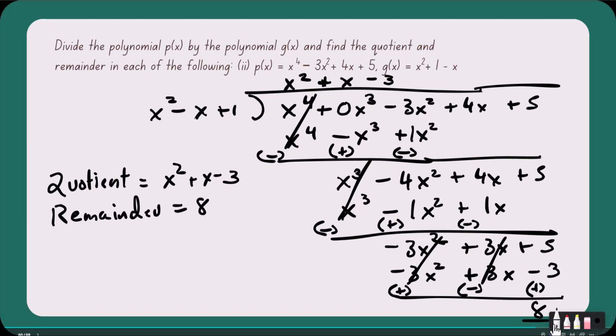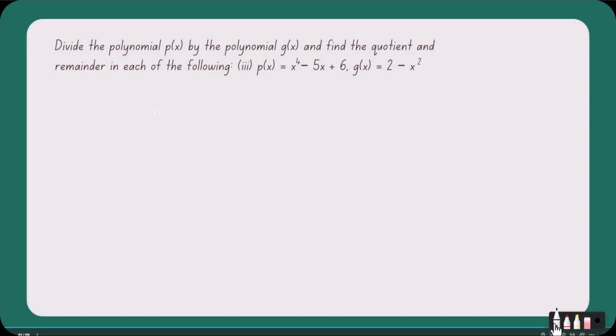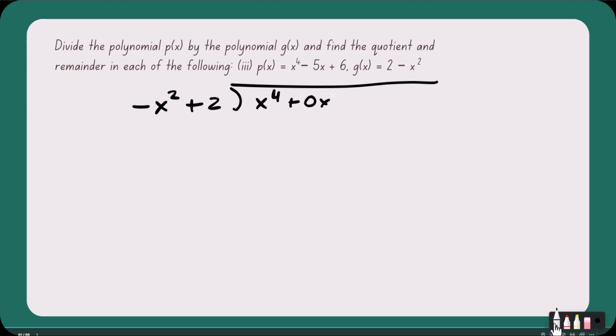Okay. So that's how you have to do it. Let's try the next question. Same. So in this question we have minus x square and we have plus 2, correct? And what is inside? Let's write x raised to 4. X cube is not there, but we have to write 0x cube, right? X square is also not there, so you'll write 0x square. Now what is left? Minus 5x and plus 6, correct? You can write the quotient on the right hand side, okay?